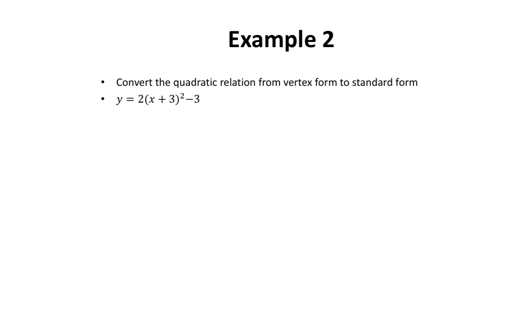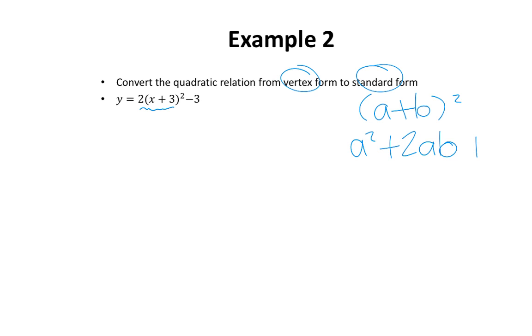In our second example, we want to convert the quadratic relation from vertex form to standard form. We're going to begin by expanding this binomial. In other words, we want to square it. You should realize that this binomial is a plus b to the power of 2. And the shortcut for this is a squared plus 2ab plus b squared. In this particular situation, a is equal to x and b is equal to 3.